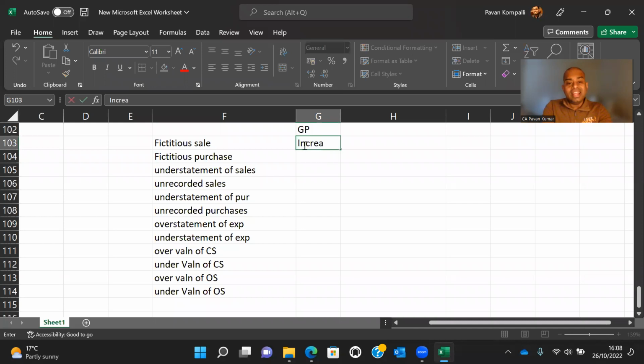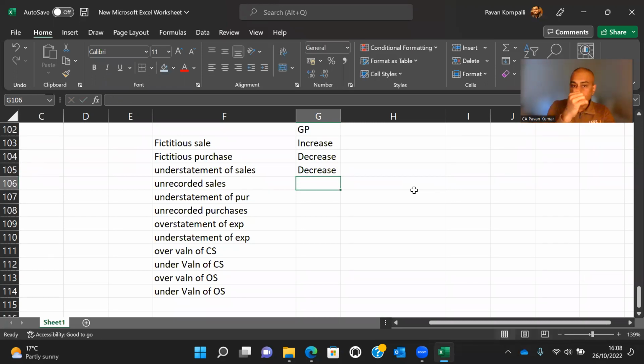Fictitious sale will increase gross profit ratio. Yes or no? Fictitious purchases will decrease. Understatement of sales, you are reducing sales, decrease. Unrecorded sale, decrease. Sales unrecorded, less recorded. Understatement of purchases, purchases are less. Purchases are less, gross profit will be high. Unrecorded purchases: see, a 100 rupee purchase written as 80 is understatement. A 100 rupee purchase voucher eliminated is unrecorded.